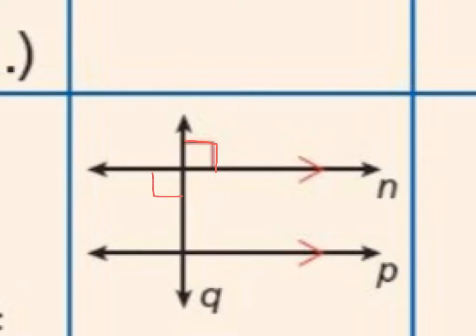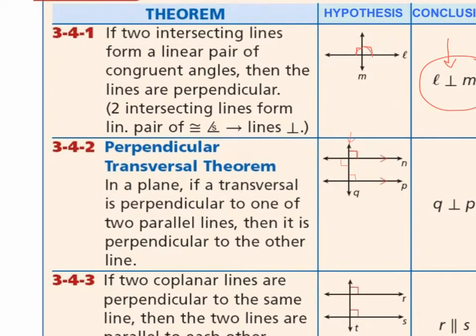What about its alternate interior angle? What would this one have to be? 90 also. So right now we just proved that this line is perpendicular also. So if the transversal is perpendicular to one of the parallel lines, it has to be perpendicular to both of them. That's the perpendicular transversal theorem.